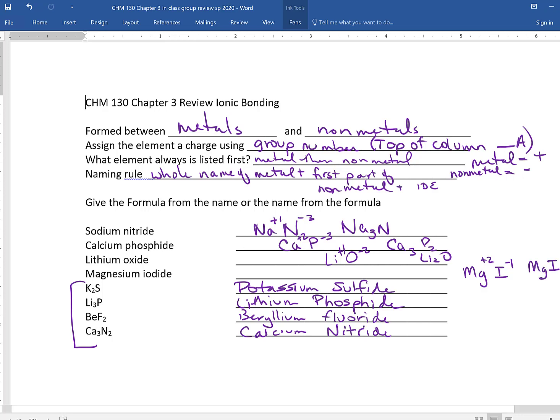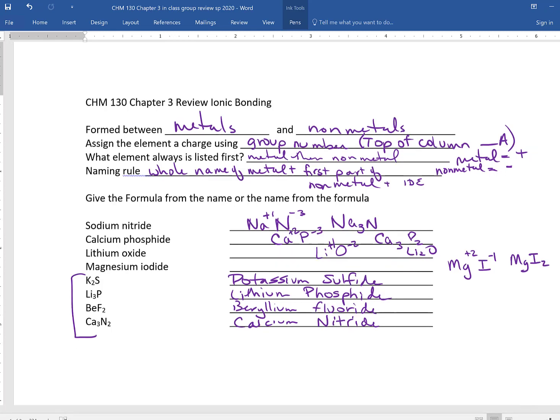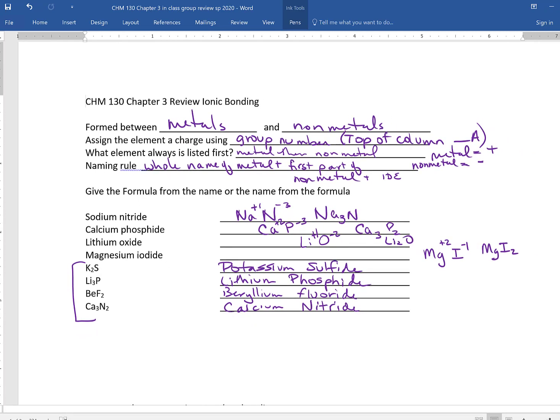MgI2. Charge on the iodine tells you that there's only 1 magnesium. Charge on the iodine, -1, tells you 1 magnesium. Charge on the magnesium, +2, tells you that there's 2 iodines.